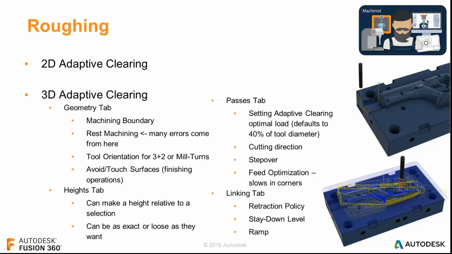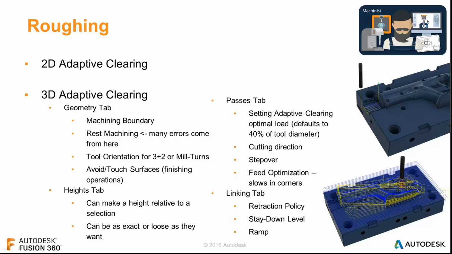The linking tab deals with what happens between cuts. So after a cut is made, the tool needs to be relocated. Does it lift all the way up? Is it just a minimal retraction? What efforts are being used to keep the tool engaged? So those are the primary tabs. There is another tab that comes before the geometry tab, which is the tool tab, where you can select what tool will be used.